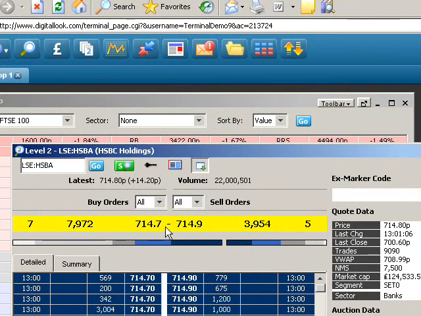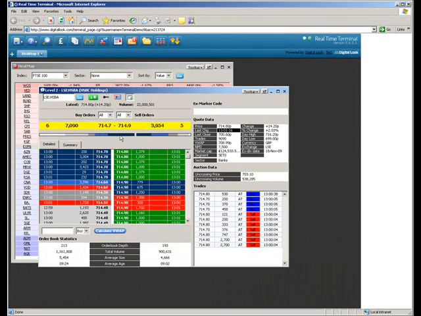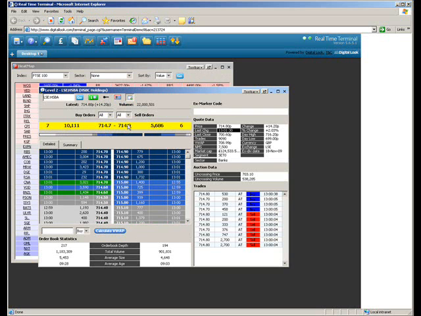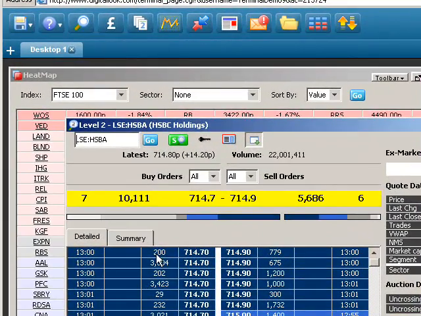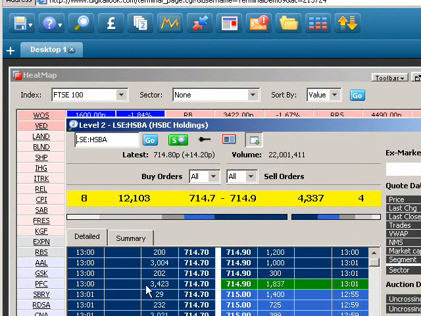Now we can see straight away we've got the yellow strip, which shows you the best bid and offer for HSBC Holdings at this current point in time. 714.7 is the bid price, 714.9 is the offer price. On the bid side we've got 7 orders comprising 10,111 stocks, or shares if you like, and the composition of these stocks is made up in the dark blue here on the left hand side.